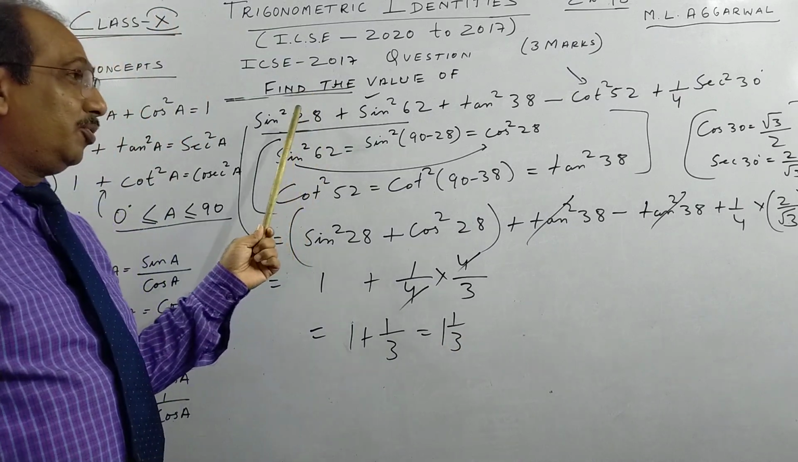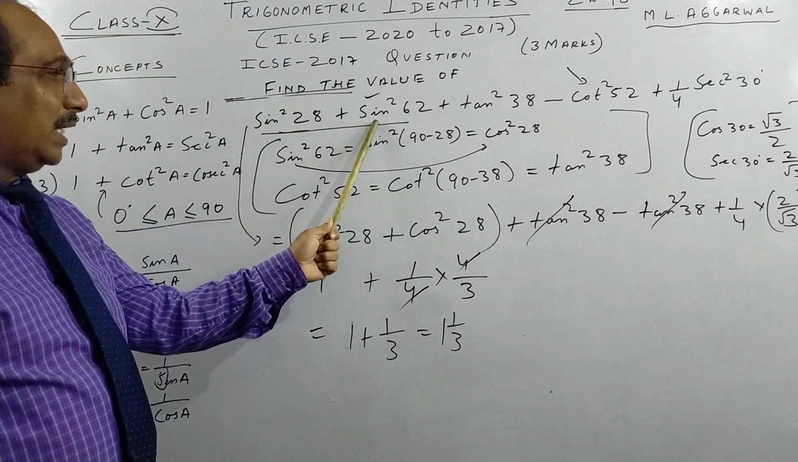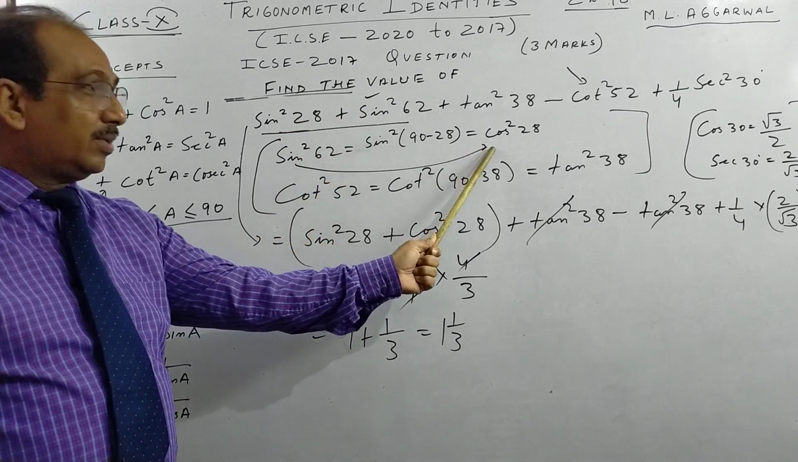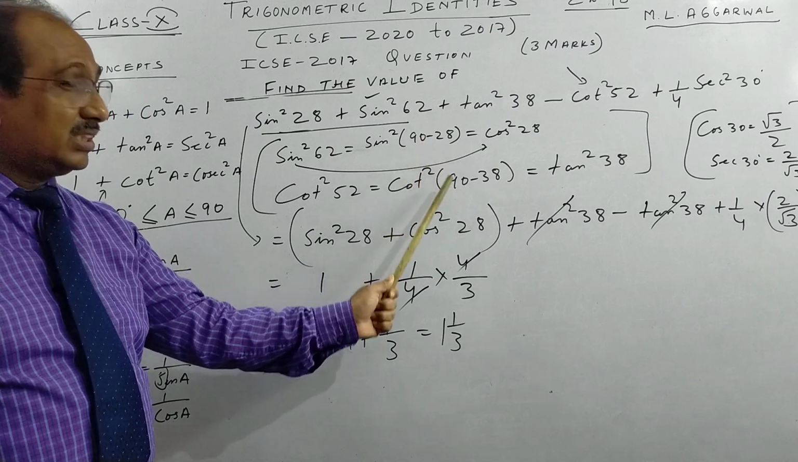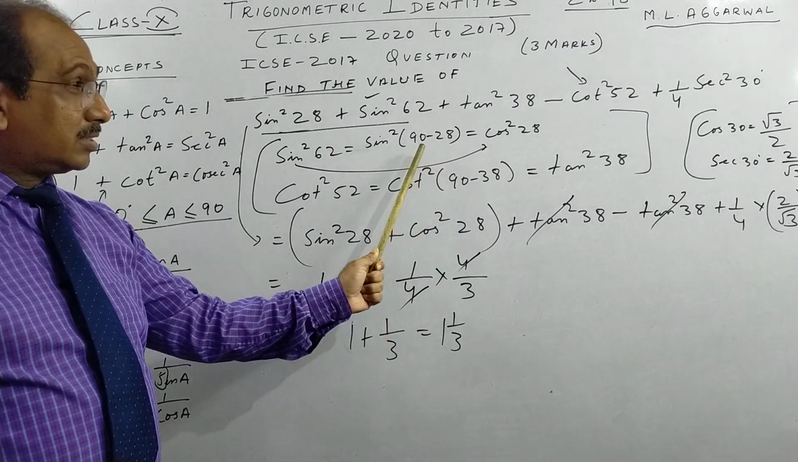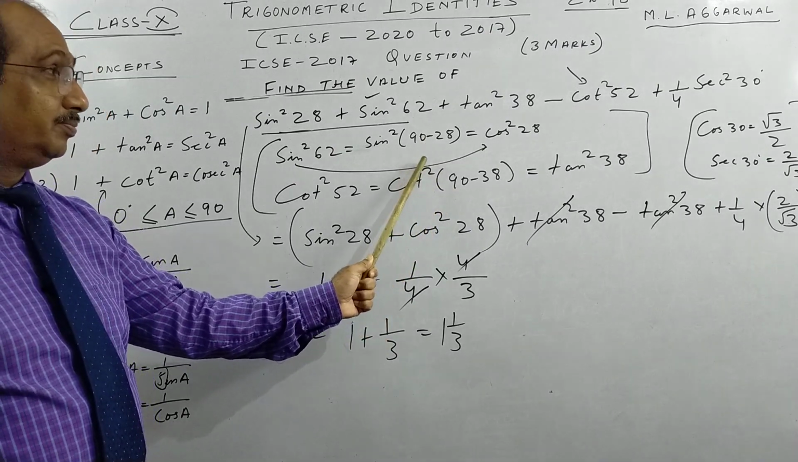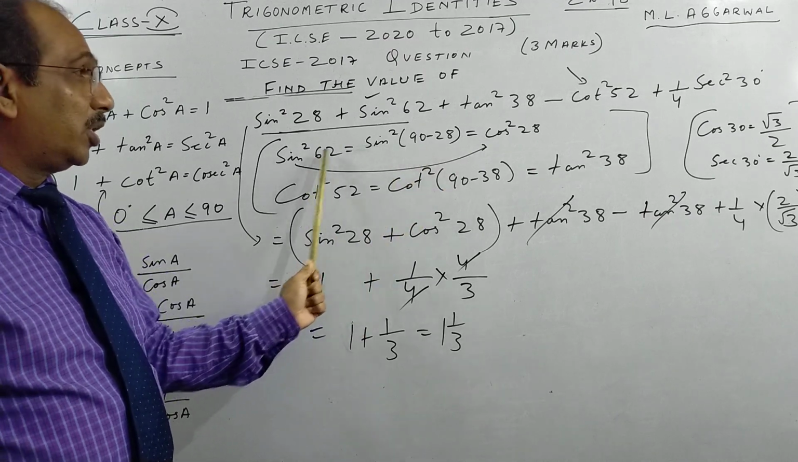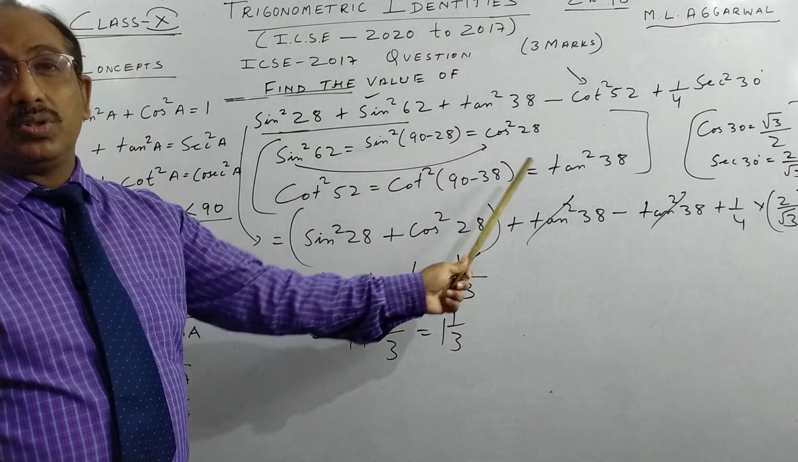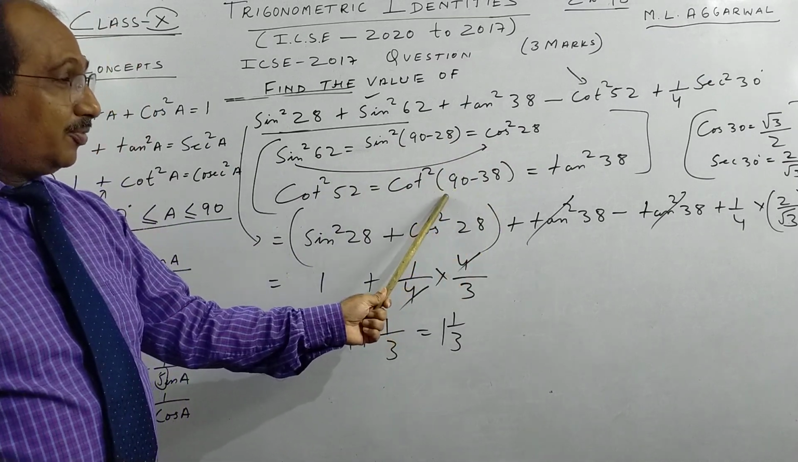So this was not a proof question. Once more, sin square 62, you make it cos square 28. Children, this step is very important in ICSE. If you miss this, it's going to be wrong. So you have to show this complementary angle relationship. You cannot go directly from here to here. So you lose a lot of marks if you don't show this.